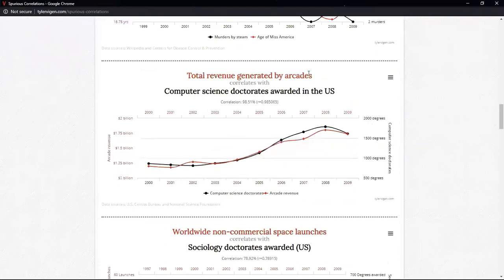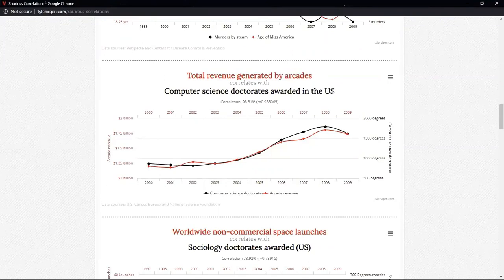Total revenue generated by arcades versus computer science doctorates awarded in the U.S. Now you might say, oh, well, this is both, no offense or anything, but nerdy stuff. No, computer science doctorates, nerds. People in arcades, nerds. First of all, I'm not trying to be mean. It's a blanket statement. Plenty of people go to arcades that aren't nerds. I'm not going to say anything about this one, and I'm not using that nerd in the negative connotation.